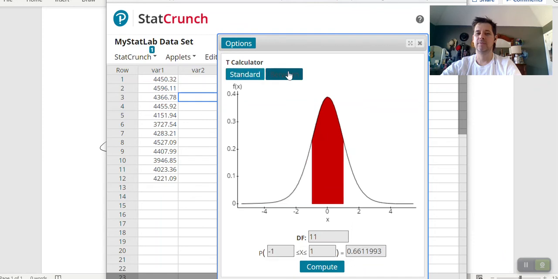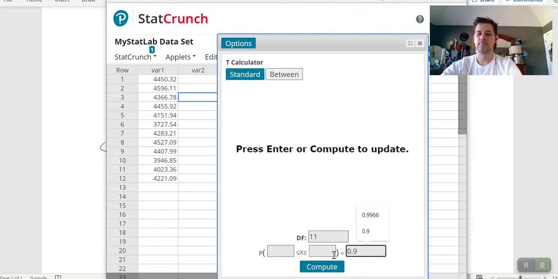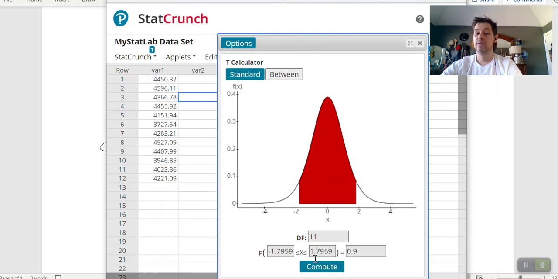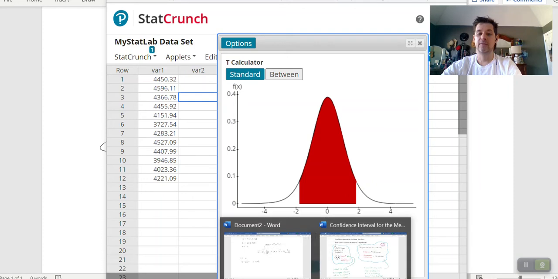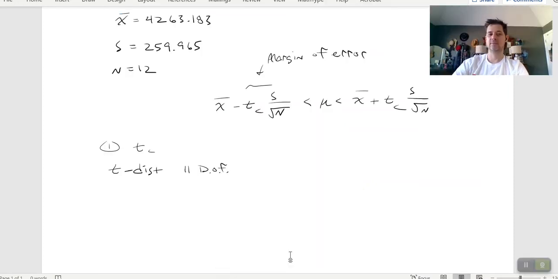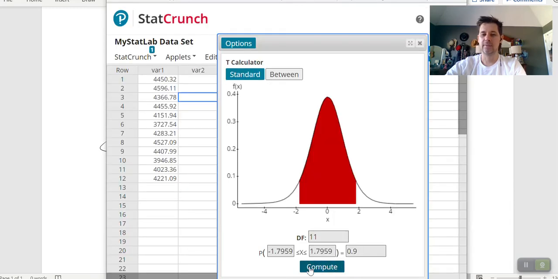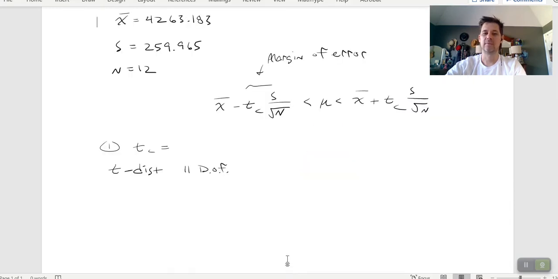Okay, so 1.7959, that is my critical value for my confidence interval. So TC, too many numbers to remember. What was it? 1.7959. Okay, so that's that number.